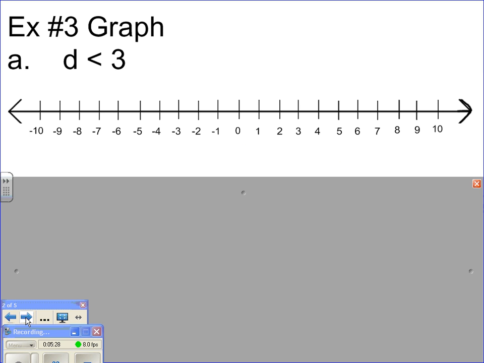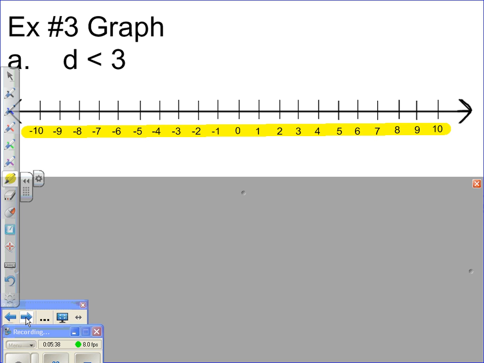In example 3, we're going to graph an inequality on a number line. Now, you do not have to write down all of these numbers. It's not necessary to write down every number on the number line. Just write down a couple numbers. That's all I need. You do not have to write down the entire number line.